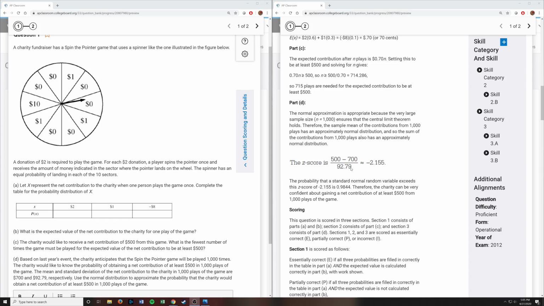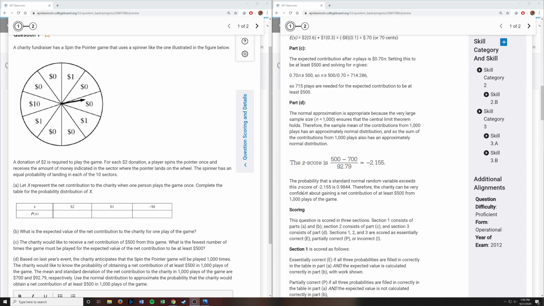You don't need to divide that by the square root of 1,000. That's for t. Here we're using the normal distribution, so it's actually z. That's just value minus mean divided by standard deviation. No square root of n here. And that comes out to negative 2.155.